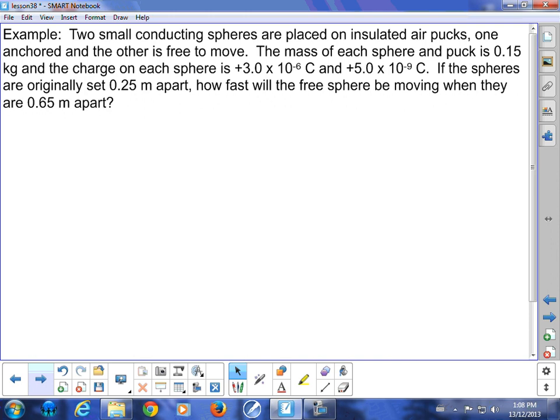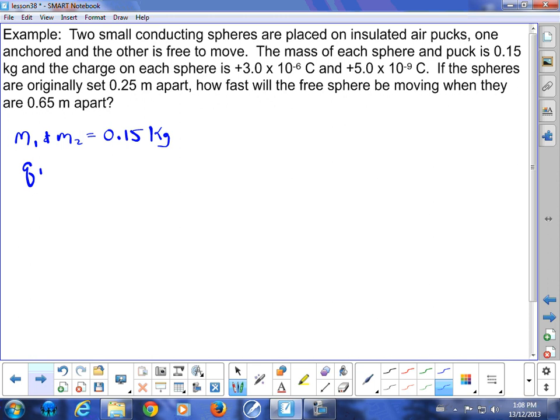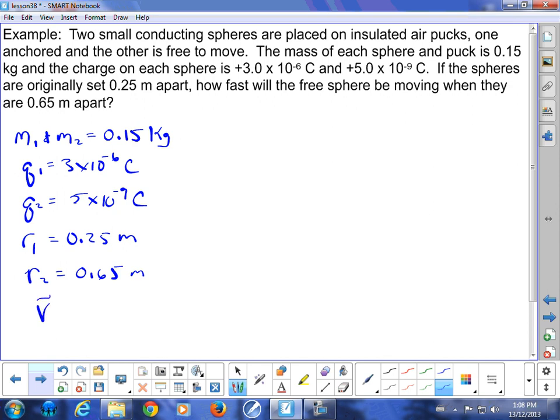So we want to know a velocity, and we have a whole ton of information. I'm just going to write it down the side here. We know the masses, M1 and M2, even though we only need the one mass, in kilograms. We know Q1 is 3 times 10 to the negative 6 coulombs. We know Q2 is 5 times 10 to the negative 9 coulombs. We know R1 is 0.25 meters. We know R2 is 0.65. And we're looking for a velocity here.